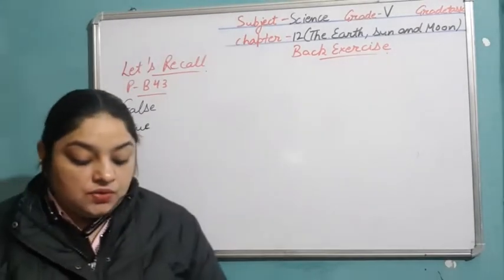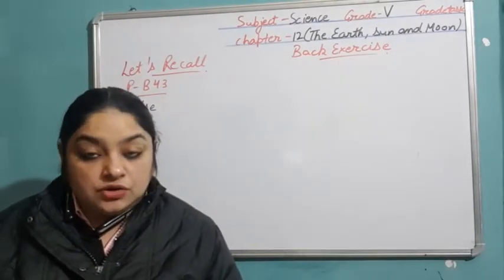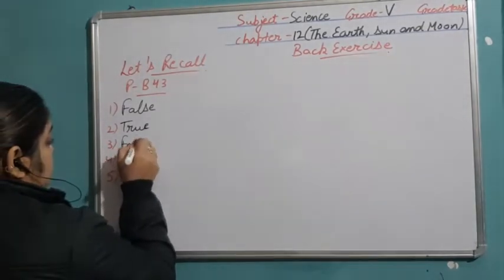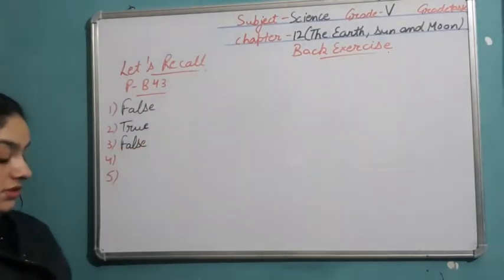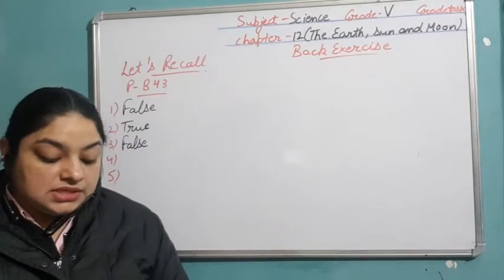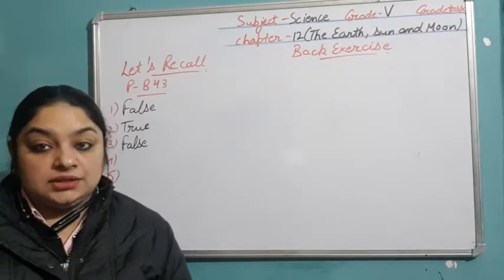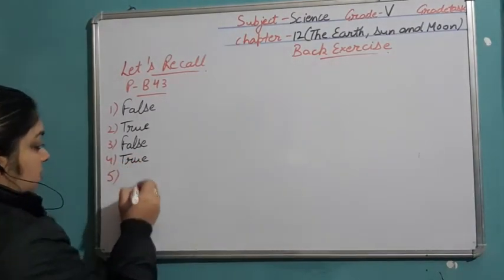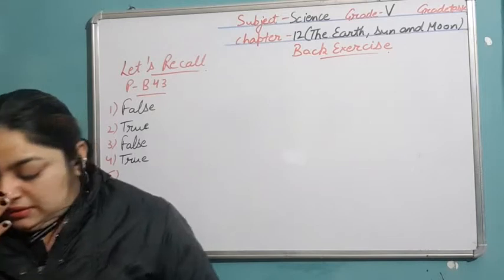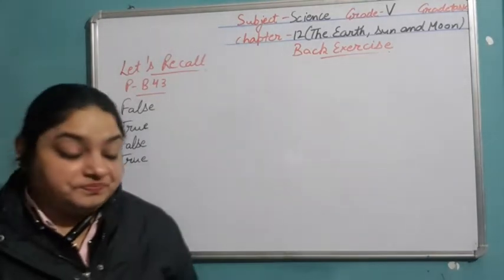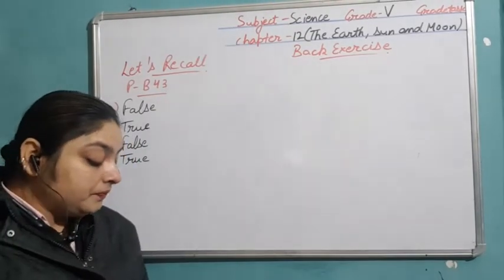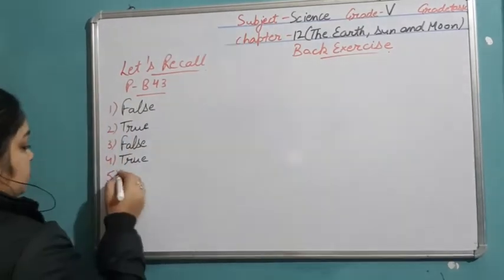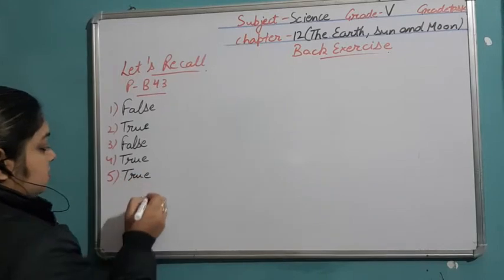Third, the core is the coldest part of the sun. No, it is the hottest. So this one is false. Fourth, the sun is the star nearest to the earth. Yes, it is. So this one is true. And fifth is, the inner core of the earth is made up of iron. Yes, it is made up of iron. So this one is also true.